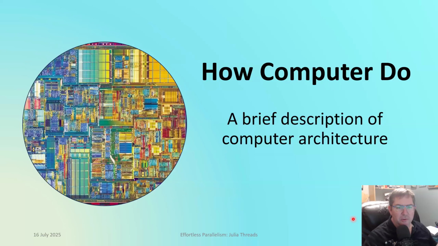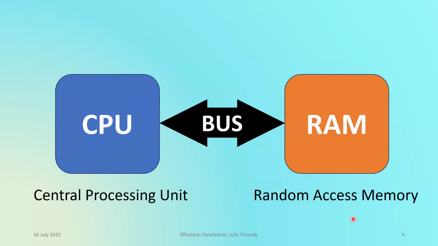So how does a computer work? A brief description of computer architecture. Most computers consist basically of a CPU and RAM. The CPU stands for Central Processing Unit. It's the brain of the computer. It does all the thinking and calculations. Whenever you run a program, the CPU is what processes the instructions.